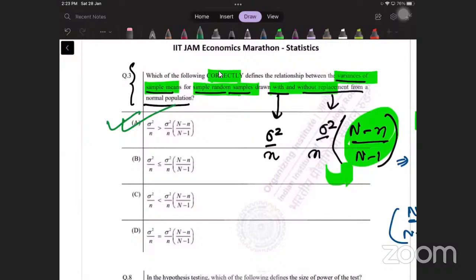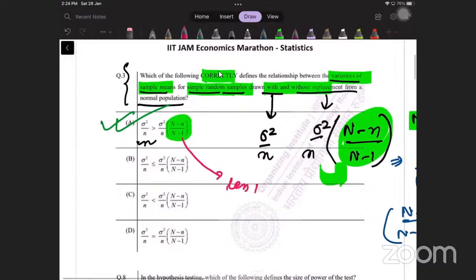Think about it. Tell me if there is any doubt. So we have got the variances in the two cases. The variance in the first case is sigma square by n, and the variance in the second case is sigma square by n into (N minus n) by (N minus 1). And we have been able to prove that the first is greater because this factor is less than 1. I hope this is clear to you.